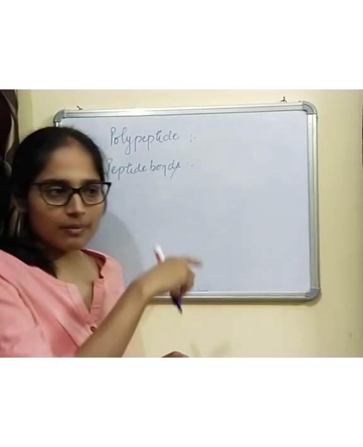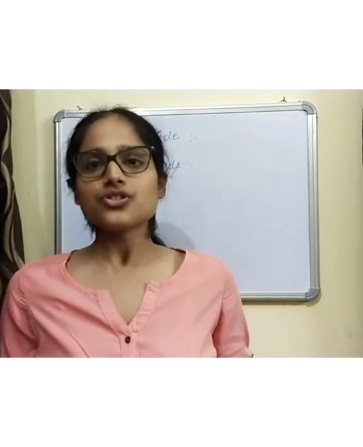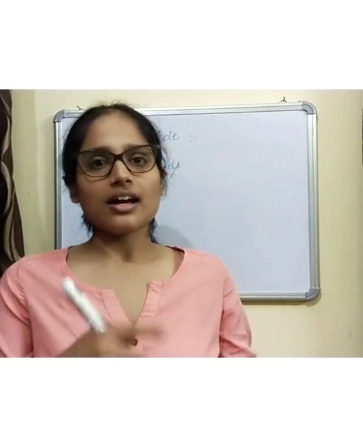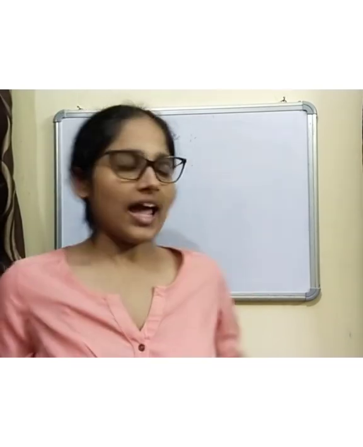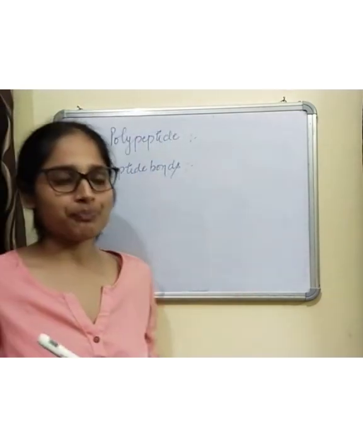So what is a polypeptide? A polypeptide is a linear unbranched polymer of amino acids which are connected via peptide bonds, which are a specific type of covalent bonds. And what are peptide bonds?